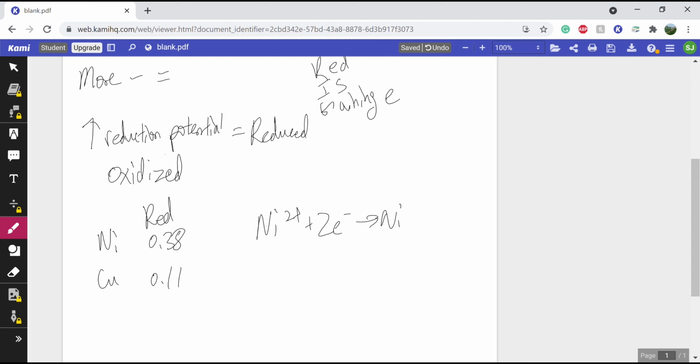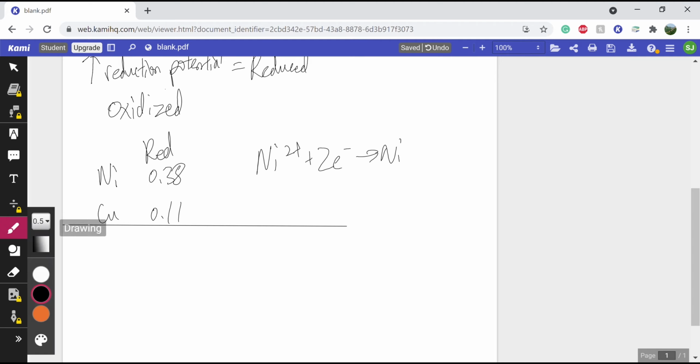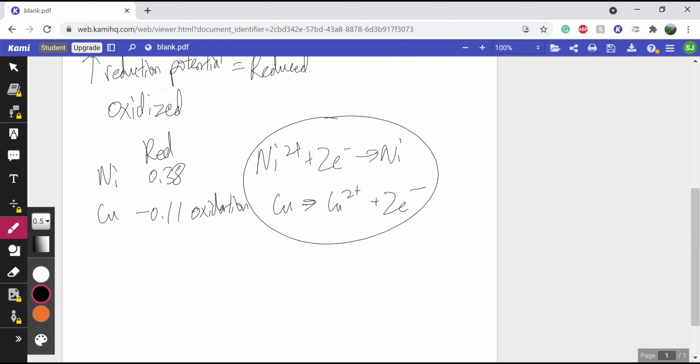How do you know what the oxidation potential is? Well, you have to add a negative sign in front of it. So if this is originally negative, now it will become positive. But since it's positive, now it will become negative, and this will be the oxidation. And this one will be Cu making Cu2+ plus 2 electrons.